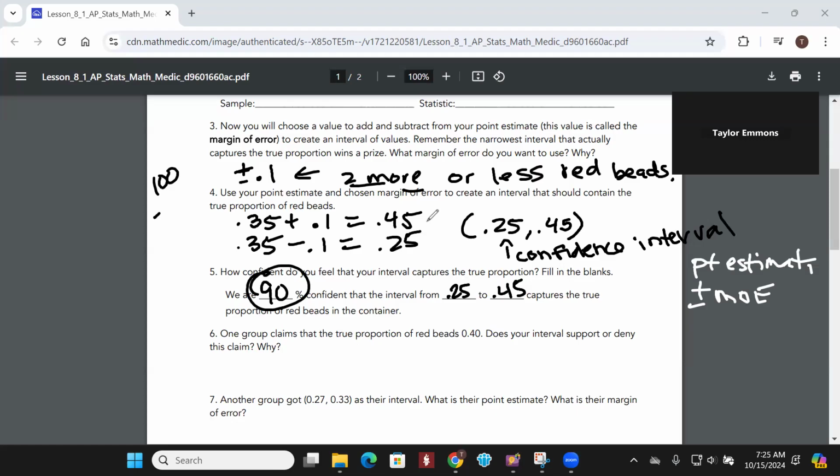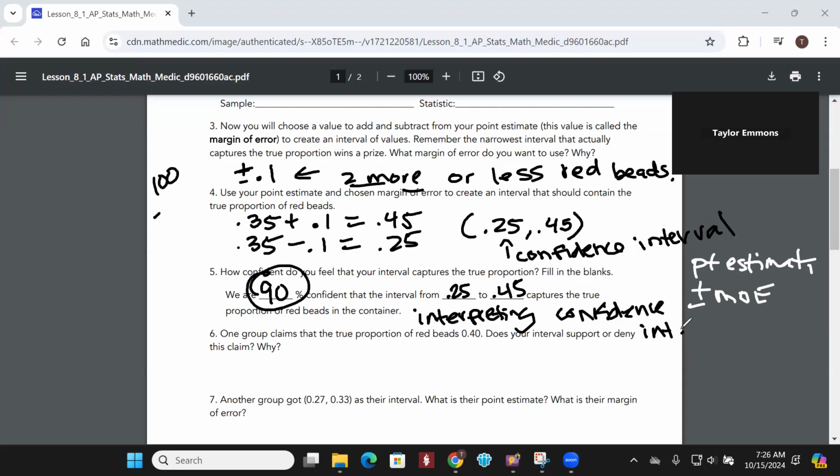All right, so this is what we call interpreting the confidence interval. Just like what Victoria was just saying, we are 90% confident that the interval from 0.25 to 0.45 captures the true proportion of the red beads. That's what you're going to say when you interpret a confidence interval.